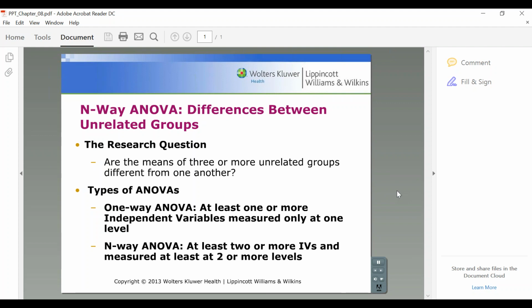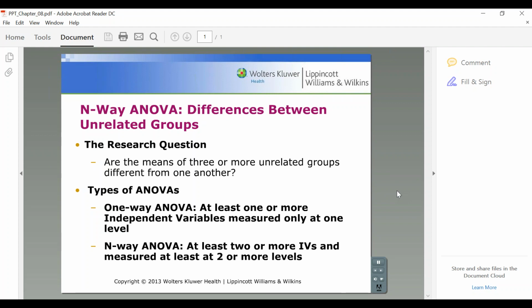In any event, in the one-way Anova, we're looking at one or more independent variables, but those independent variables only have one level. Okay, so unlike what your book says, that one-way Anovas only use one independent variable, which is not true. It all depends on the type of design. I'll illustrate that in the coming slides. But you can have multiple independent variables, but they only have one level to each of those independent variables.